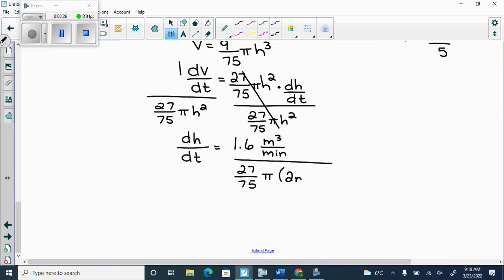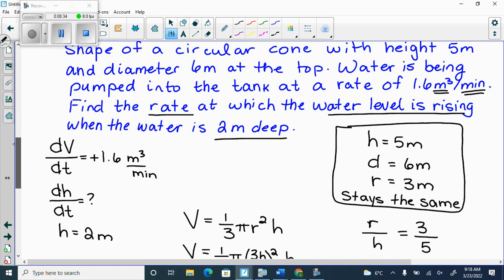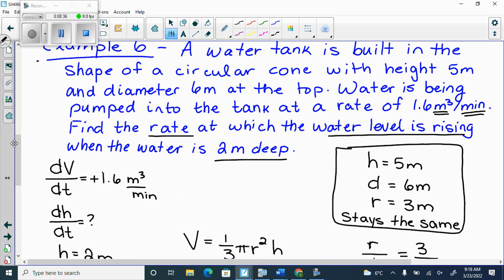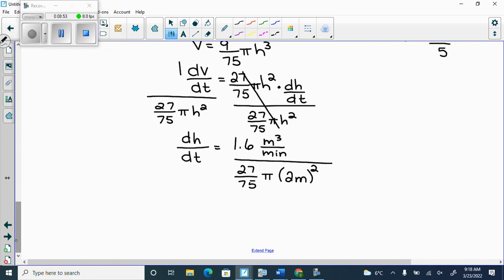And how do I know which h to use? It's always the one that follows in the question. So here it goes, find the rate at which the water level is rising as water is 2 meters deep. So this one here is the changing, right? It's like now it's 2 meters deep. It could get all the way to filling it up the full way of 5 meters, but it's only 2 right now. So that's the one that you would use. The one in the question is the one that gets plugged into the derivative.